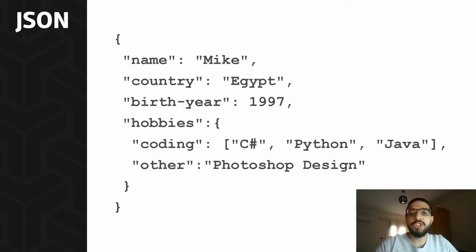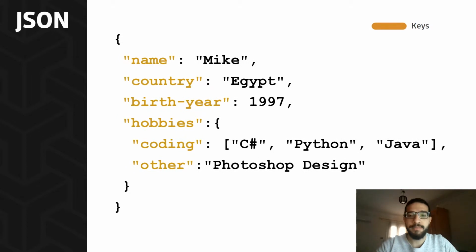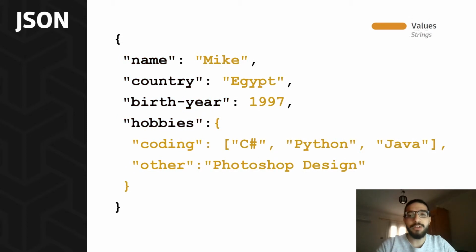Here is a simple JSON response, consisting of some text, a bunch of colons, commas, and quotation marks. The left side of the colon is called a key. Keys are used to access values on the right-hand side. Therefore, to access the string value Mike, you need to access the key name. The same applies to country, birth year, and hobbies. Values can be anything from strings, numbers, arrays, and objects.